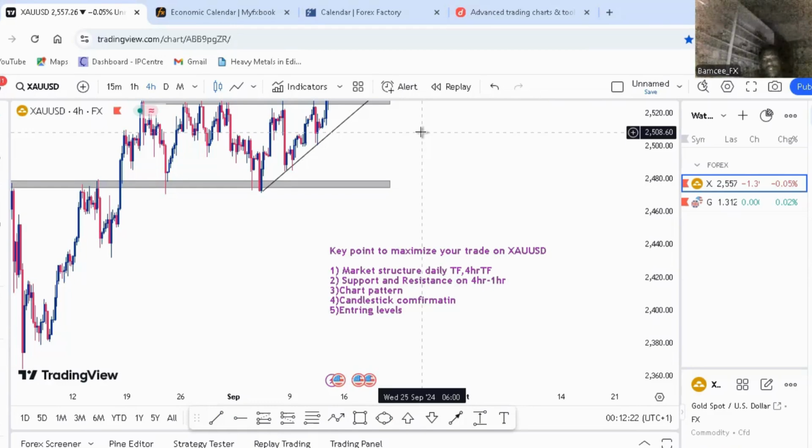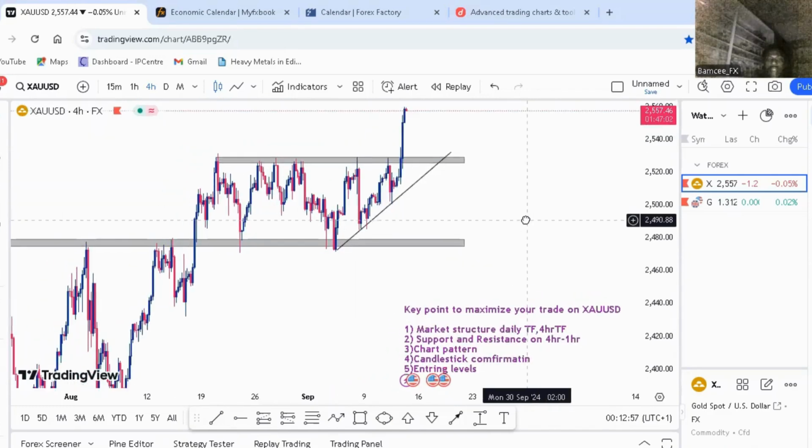And number 5 is the entry levels. Make sure that you have a good risk to reward. Let the entry level be a little bit tight, and that can give you something like 5 pips stop loss, and you can maximize your profits. Maybe a highest 10 pips stop loss on gold, because gold is a very volatile pair, so you don't have to risk too much on it. That's why I look out for an entry point that will give me 5 to 6 or 7, or maximum 10 stop loss on gold. So this is how I trade gold.